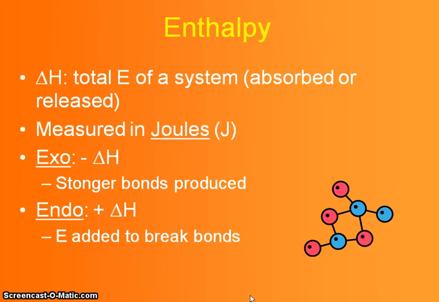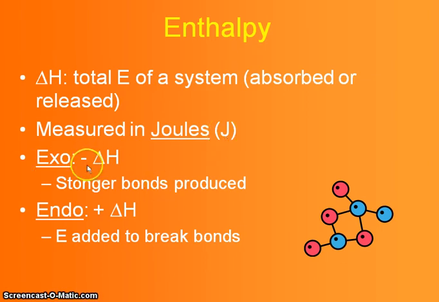The last thing we're going to mention in this section is enthalpy. Enthalpy is represented by a delta H. This is the Greek delta sign. It's just the total energy of a system, so how much energy is either being absorbed or released. It's usually measured in either joules or kilojoules, since it is an energy value.